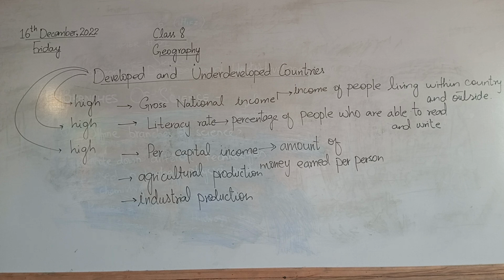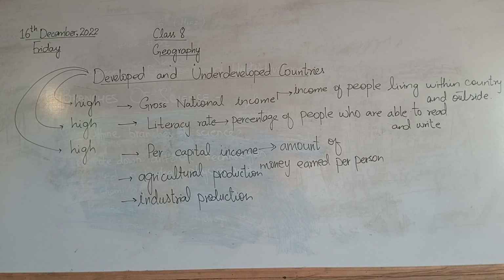So now let's compare it. I will explain it in this way. Annual per capita income of developed countries is much more than the underdeveloped countries. Per capita income is the amount of money that is earned per person. Annual means yearly. So in one year, per capita income of developed countries is much more than the underdeveloped countries, and the level of literacy in developed countries is very high, while the literacy rate is very low in underdeveloped countries. So these are basically two differences.